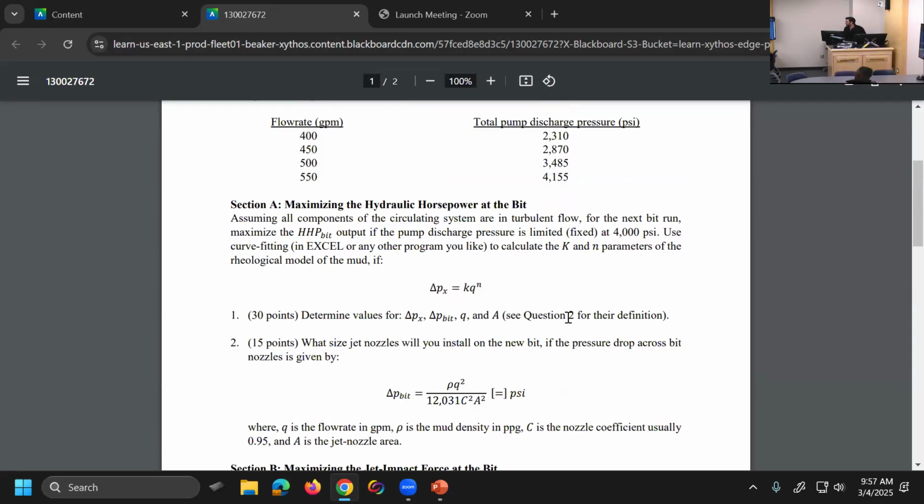Tonight in the office hours, I'm going to check the spreadsheet and make sure. If I made a mistake, I will send an announcement on the Blackboard. But it should be easy. Linearize this equation, get the N, get the K, and then plug those into the equations on the PowerPoint to get the delta P bit. Once you get the delta P bit, you subtract that from the 4,000, and then you get the delta Px.